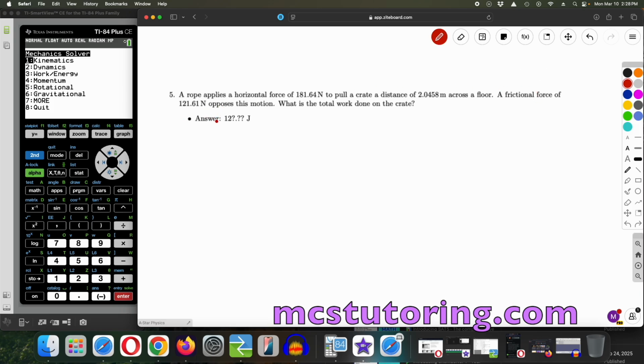But here we go on problem 5, almost halfway through this puppy. So a rope applies a horizontal force of 181.64 newtons. So that's force 1. A distance, so that's D, a frictional force of 121.61 newtons opposed to this motion. So this is F2. And just so you know, usually if this 181.64 is positive, this one is going to be negative. We want the work done, so we want work.